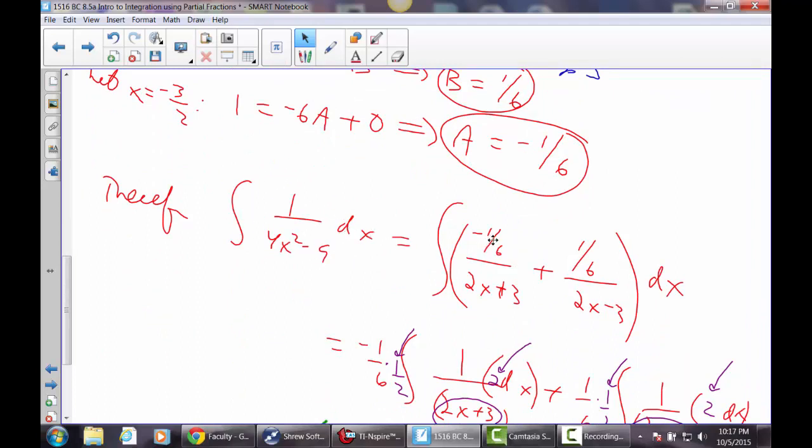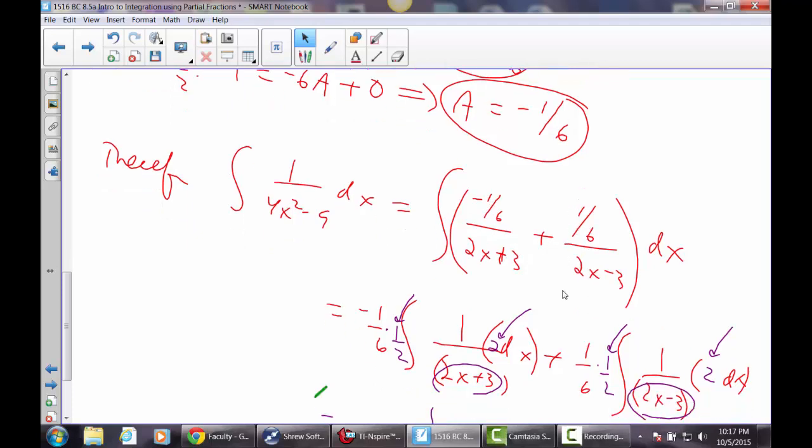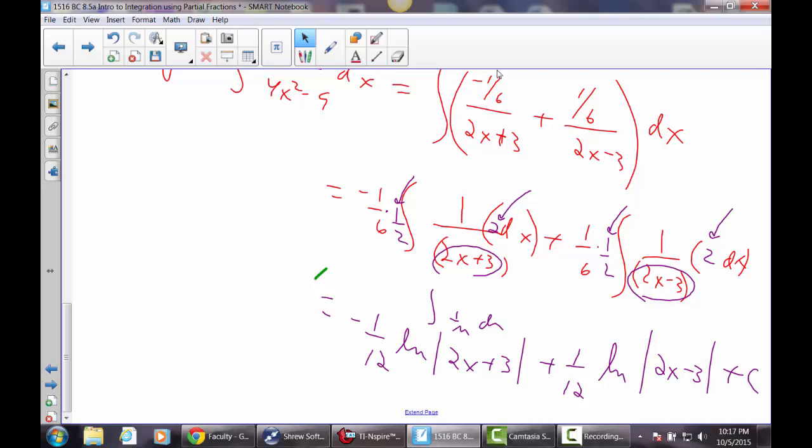Then you're going to rewrite the integral of the original fraction as the integral of A over 2x plus 3, plus the B, which was the 1/6, over 2x minus 3. So you can pull out the negative 1/6 here, and you can pull out the 1/6. Now what you're going to do is let u equal the denominator. If u is 2x plus 3, du is 2 dx. Introduce the 2, counteract with a half.